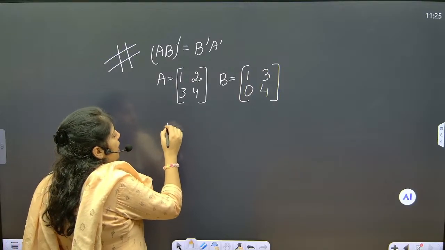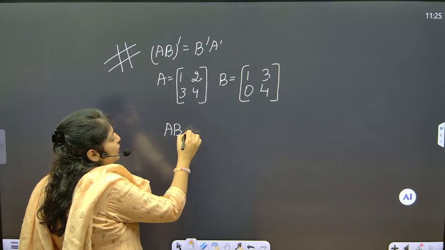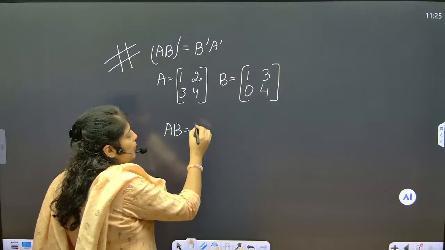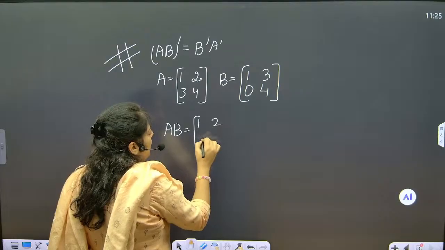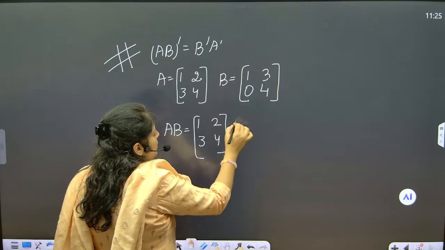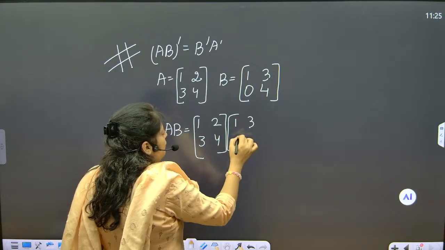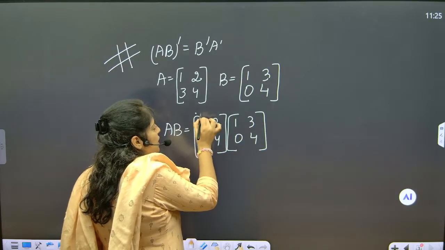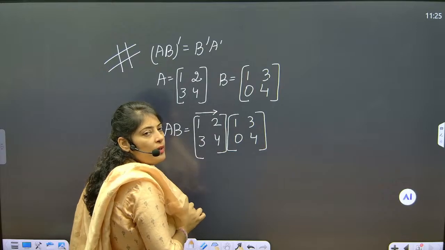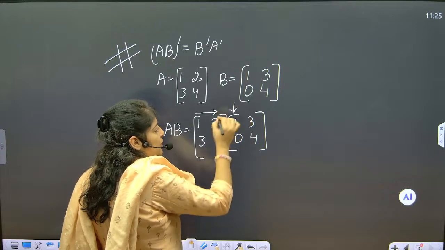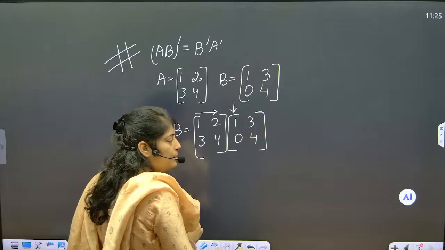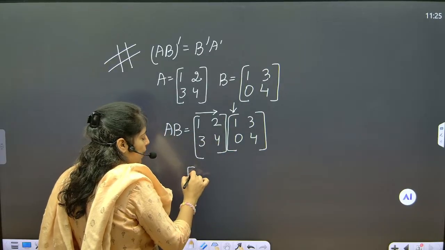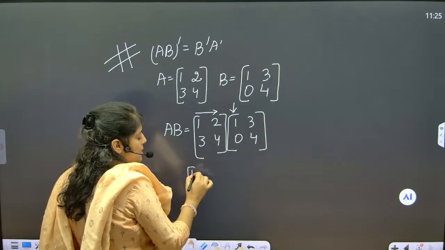Alright. So now AB. First, before finding its transpose, we have to find a product. Product means what? Again, we are revising the concept of multiplication here. First row will be multiplied with first column. Okay. So 1 into 1 is 1. 2 into 0 is 0.